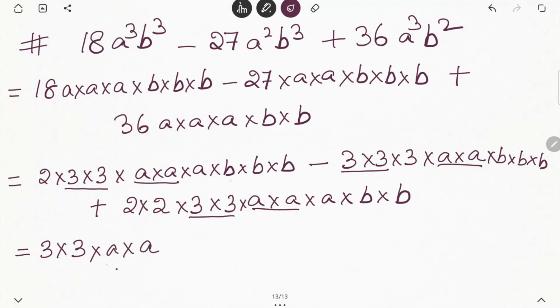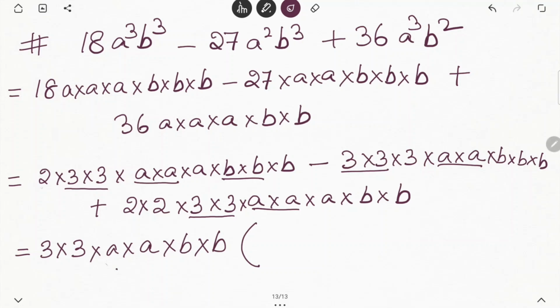Let us come to b. See, in the first term there are 3b, in the second term also there are 3b, and in the third term there are 2b. So from all the three, how many b can you take out common? I can only take 2b common. So here I have b into b, okay. Now I open the bracket and I will be writing out the remaining parts after taking out the common.